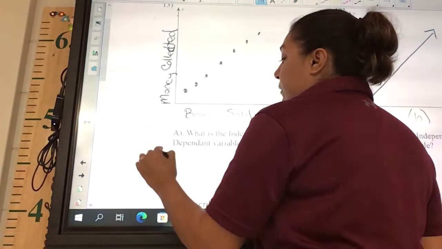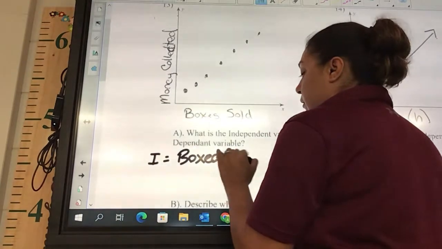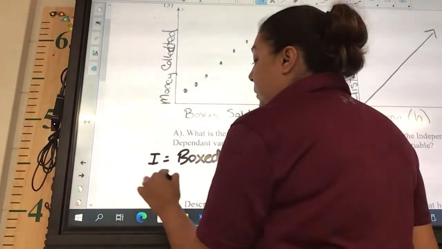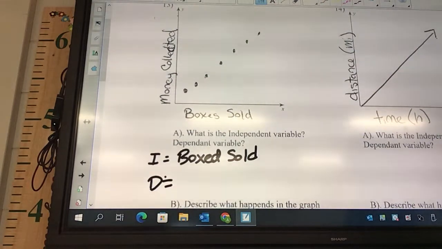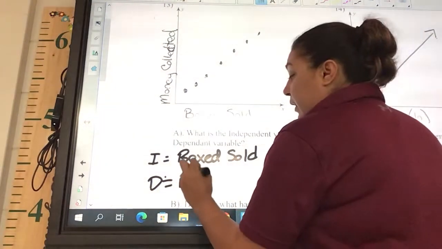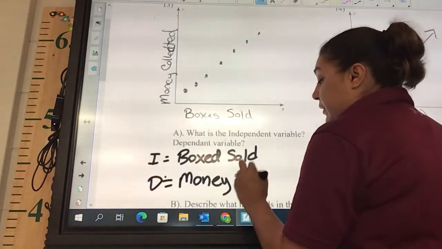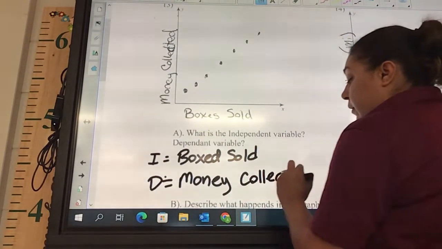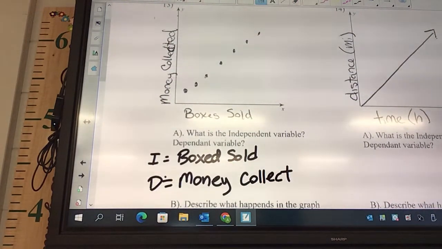The independent variable is going to be boxes sold. The dependent variable is what? Money collected. Would I have any money if I didn't sell any boxes? No. So I have to sell boxes in order to have money.